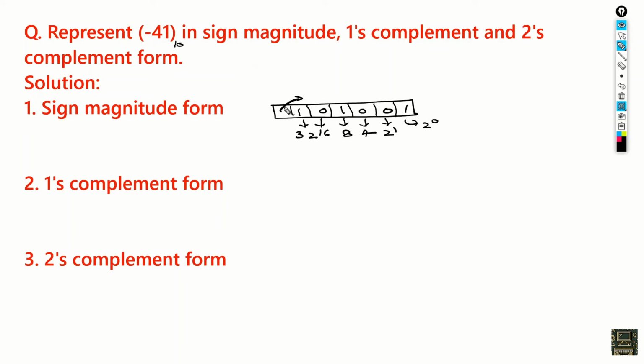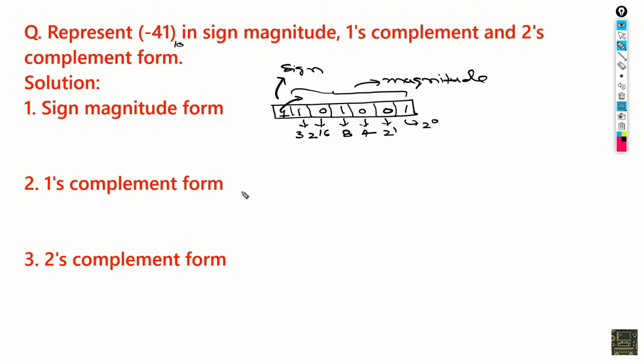Now in order to represent minus 41 in sign and magnitude form, we will have the MSB bit, which we will set to 1. This bit is set to 1 because this is a negative number. All these other bits are representing the magnitude, and this one bit, the MSB, is representing the sign of the number. So the representation of minus 41 in sign magnitude form is 1101001.